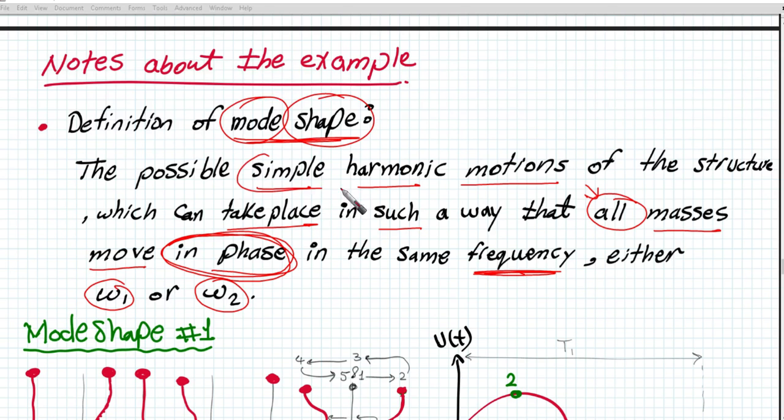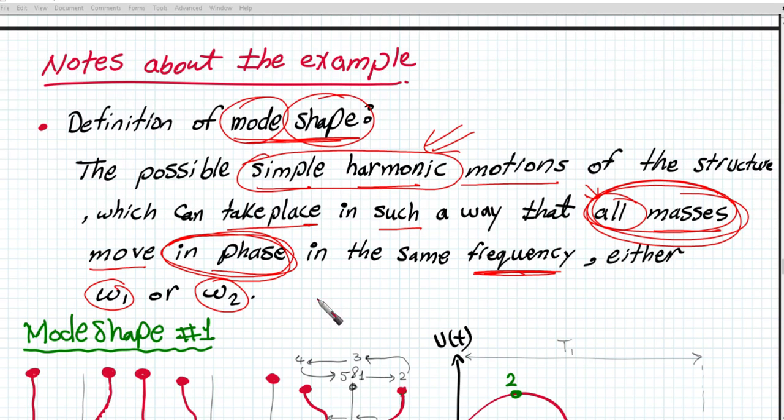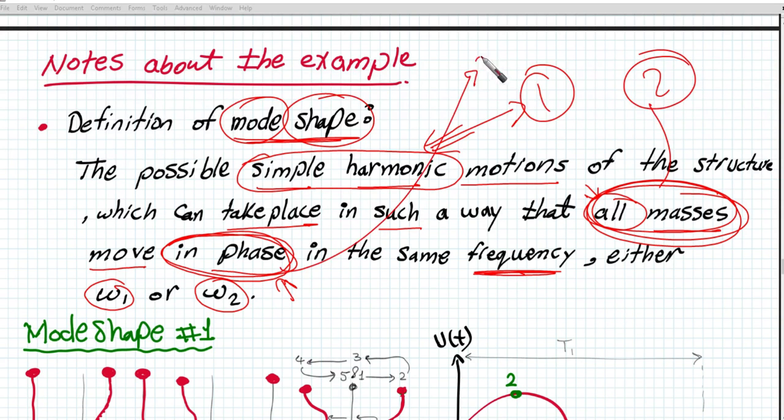Take care of some keywords here. We're talking about simple harmonic motion. We're talking about all masses. We're talking about in phase. Three main concepts in the definition. I want you to remember them well: simple harmonic, all masses, in phase. These are the three keywords here.